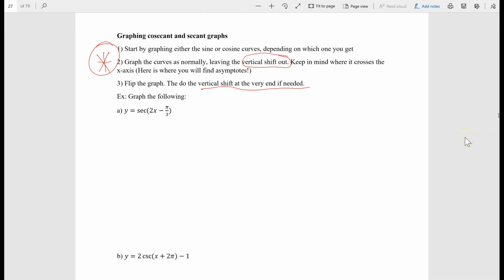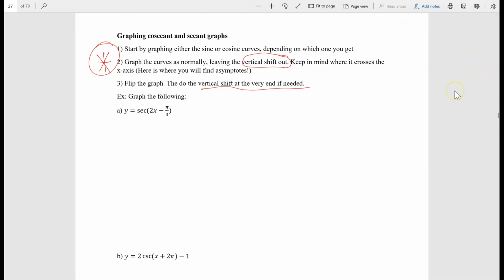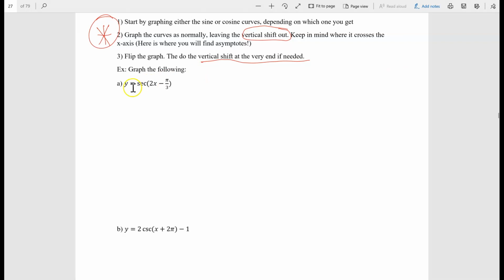Okay, in this video, we will graph two different graphs, one with secant and one with cosecant. So in the previous video, we kind of left off with the directions on how to graph the cosecant and secant curves. And here we'll do two examples. So the first thing is that we want to graph the secant curve: secant of 2x minus pi over 3.